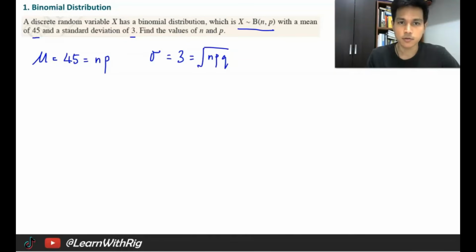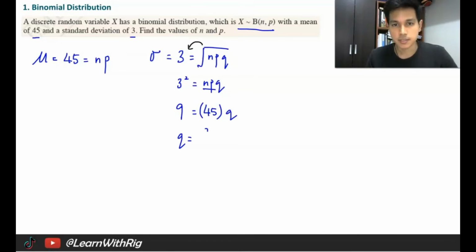So from here you already know that 45 is np. So if I want to shift this first, I take the square root, I shift over here, I should get 3 square, right? Equals to npq. So 3 square is 9. np I can substitute here, right? Because np is the mean. np is 45. So I'm going to substitute 45 q. So now I can find q. q is 9 over 45, which is 1 over 5.